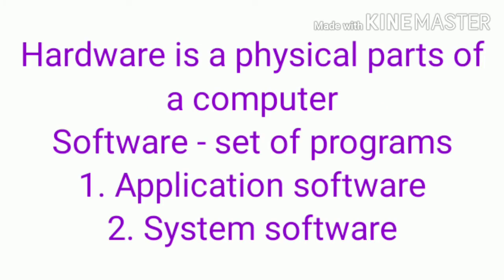Hardware is the physical components of a computer. Software is a set of programs, which includes two types. One is application software, another one is system software. Example for system software is the operating system. Without an operating system we can't do anything in a computer. Examples of operating systems are Linux, Windows, Unix, etc.